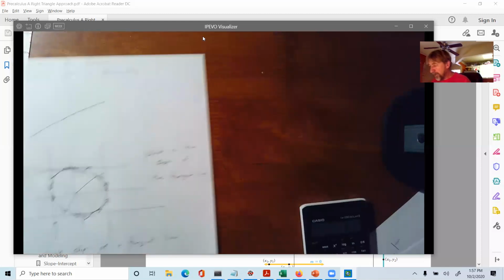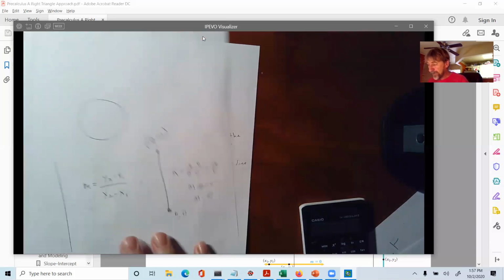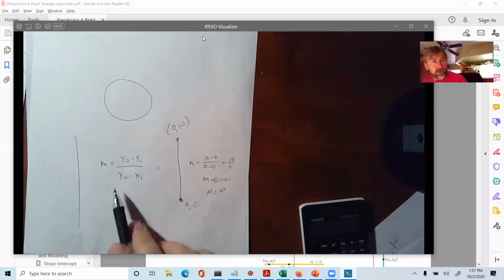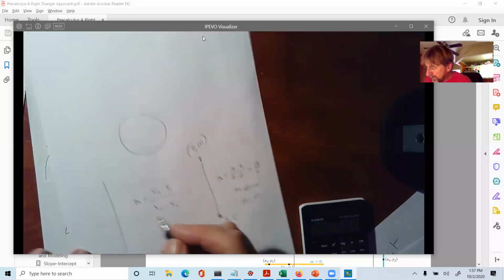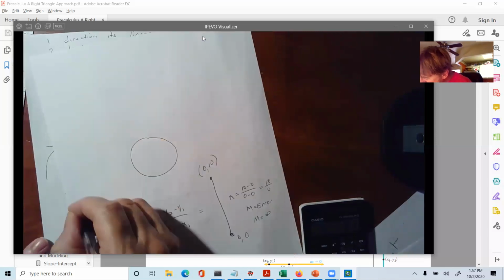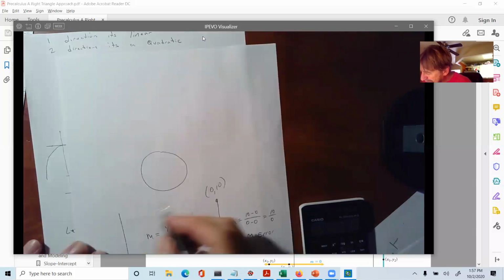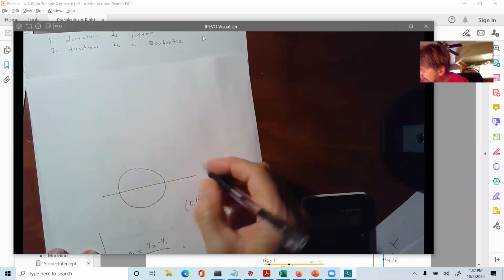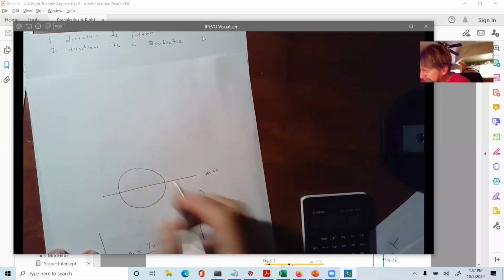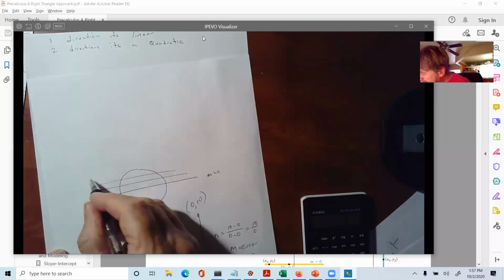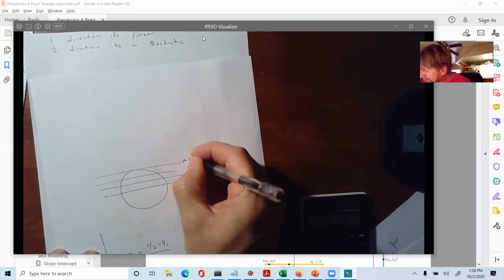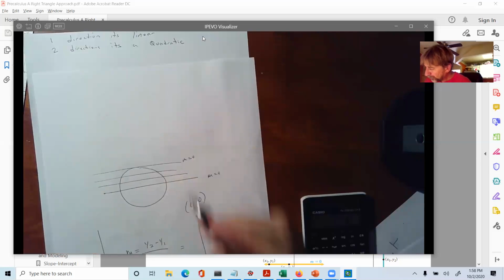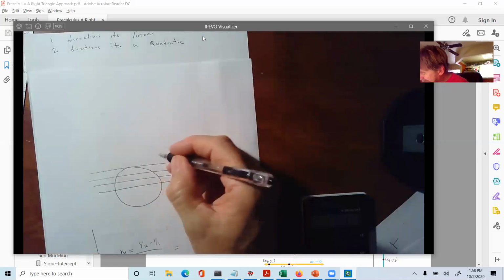All right, that's over your head, and that's not what I meant to do. Okay, slope. So we have horizontal lines, and we have vertical lines. Horizontal lines have m equals 0, a slope of 0. The slope is 0. And vertical lines have an infinite slope.